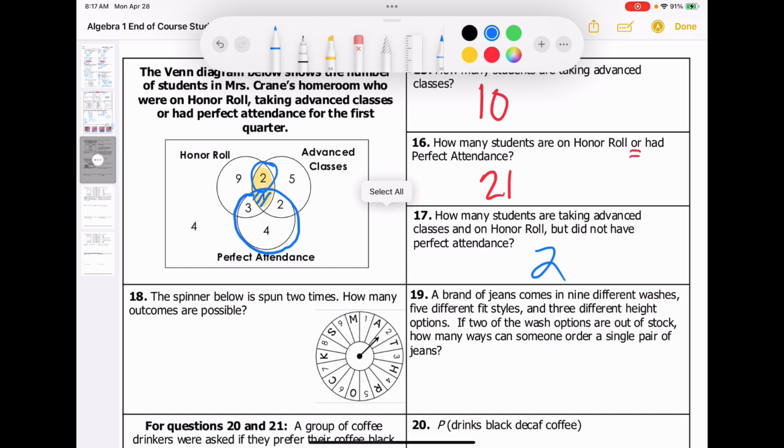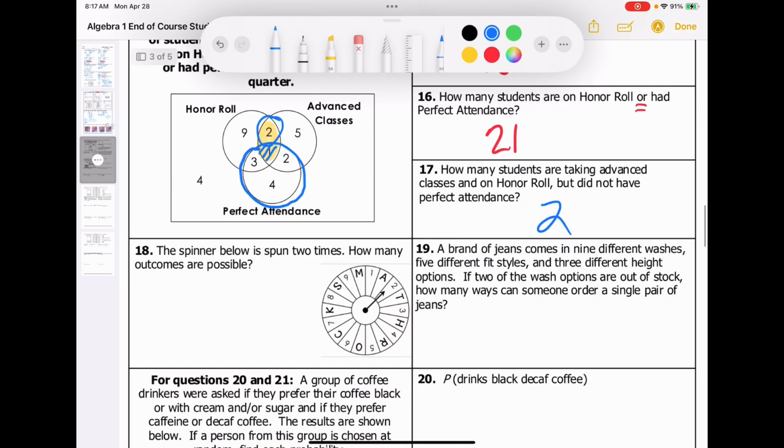All right, number 18, the spinner below is spun 2 times. How many possible outcomes? So that means you want to take however many sections are on that spinner and multiply it by itself. So if I count all the way around, there are 18 sections on that spinner. So that's my number of possible outcomes for the first spin. Now I'm going to spin it again, and I also have 18 possible outcomes. So when I multiply those together, I get 324.